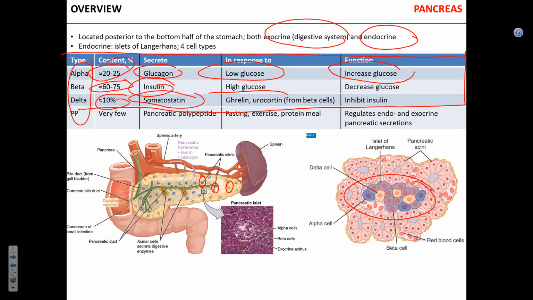Now, somatostatin is produced in response to hormones like ghrelin and urocortin. Ghrelin, which we didn't talk about yet, but I can tell you. Ghrelin is the hormone of hunger. Okay? When you're hungry, ghrelin is produced. It stimulates the release of somatostatin.